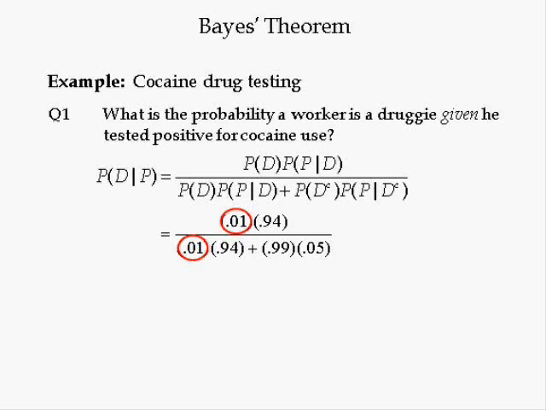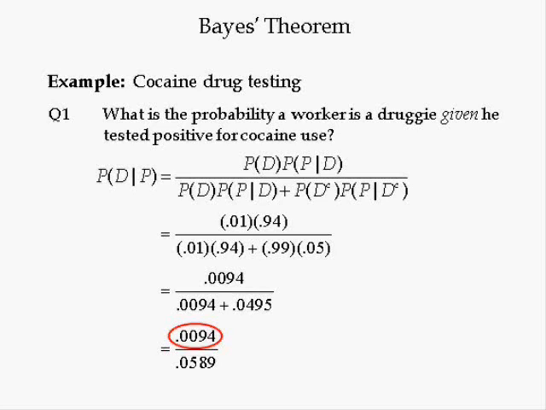The probability a worker is a druggie is 0.01. The probability a worker at our company tested positive for drugs, given he is a druggie, is 0.94. The probability a worker is not a druggie is 0.99. The probability a worker at our company tested positive for drugs, given he is not a druggie, is 0.05. The probability a worker is a druggie and tested positive for drugs is 0.0094. The probability a worker is not a druggie and tested positive for drugs is 0.0495.